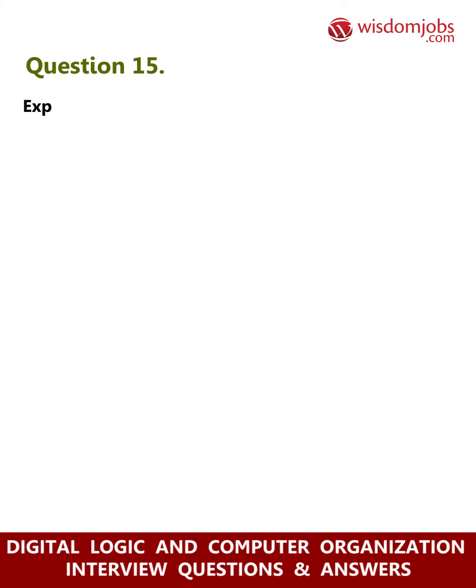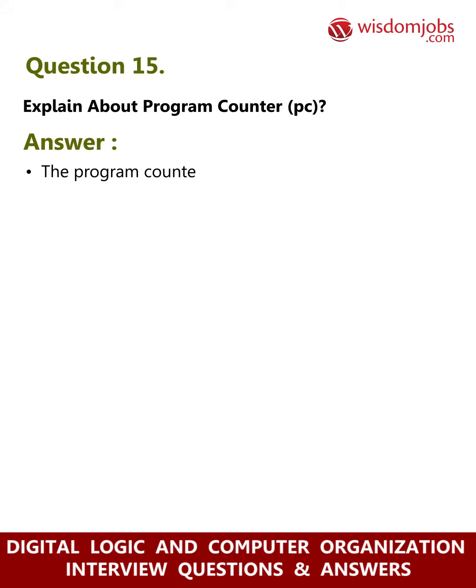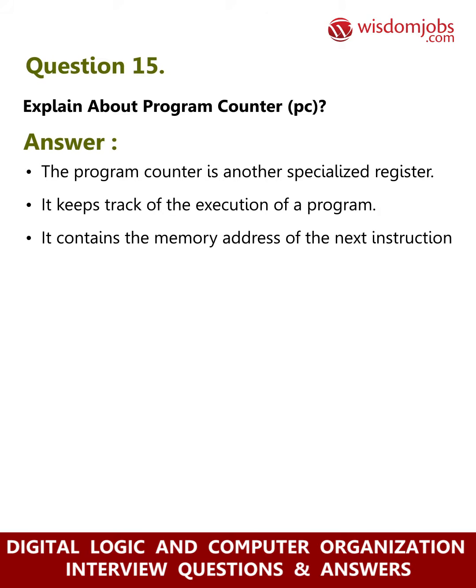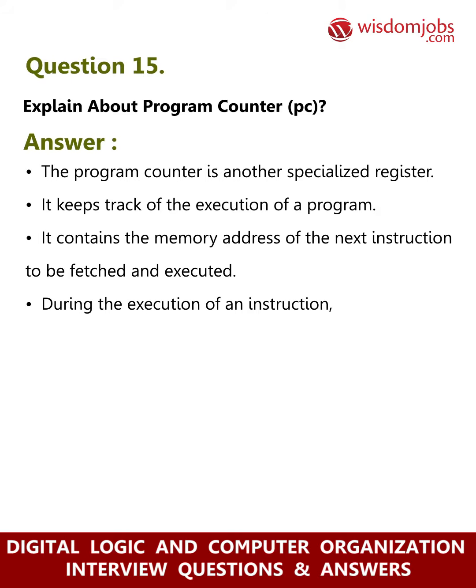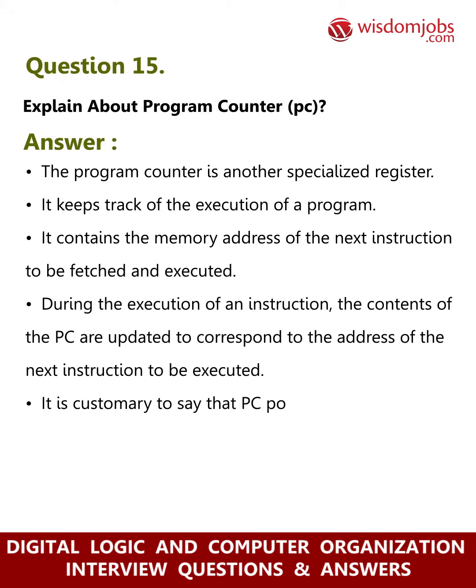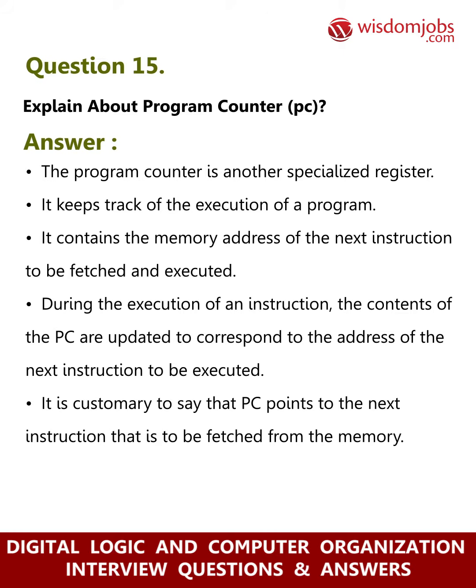Question 15. Explain about program counter (PC). Answer. The program counter is another specialized register. It keeps track of the execution of a program. It contains the memory address of the next instruction to be fetched and executed. During the execution of an instruction, the contents of the PC are updated to correspond to the address of the next instruction to be executed. It is customary to say that the PC points to the next instruction that is to be fetched from the memory.